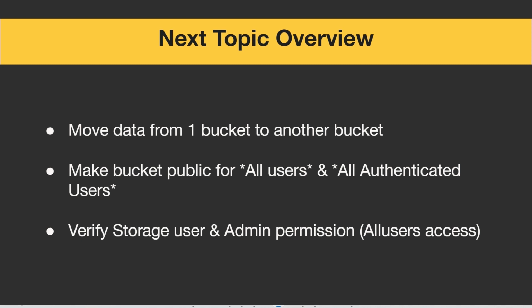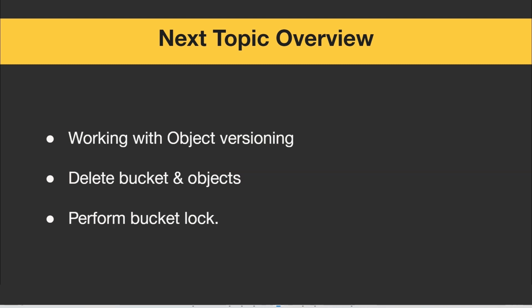We will discuss in detail the difference between all users and all authenticated users, and verify storage user and admin permissions. Remember, all authenticated users means the Gmail users, and all users means the general users over the internet. You can set up all authenticated users only for those users which you allow directly, and you can set up all users, which is actually everyone over the internet. We will also work with object versioning, delete buckets and objects, and perform bucket locks.